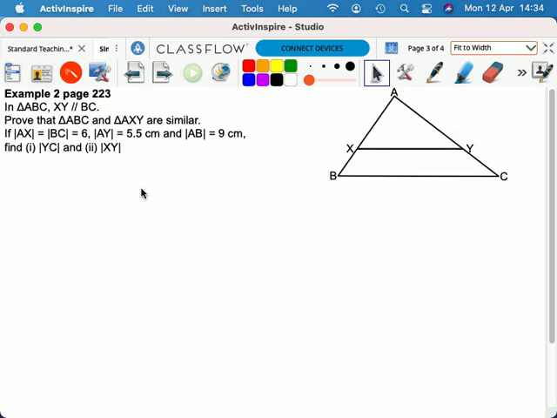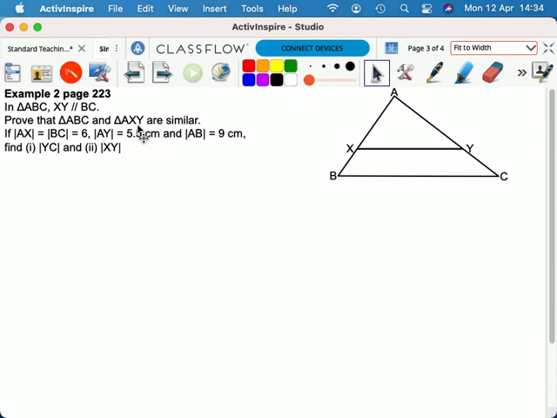Now this is proof. People don't like proof questions because they actually don't realise how simple they are. So the first thing is, what am I trying to prove? I'm trying to prove that the triangle ABC is similar to the triangle AXY. That's what I am trying to prove.